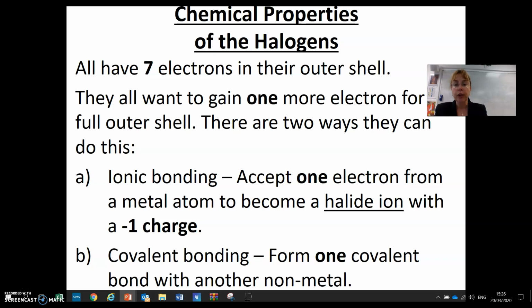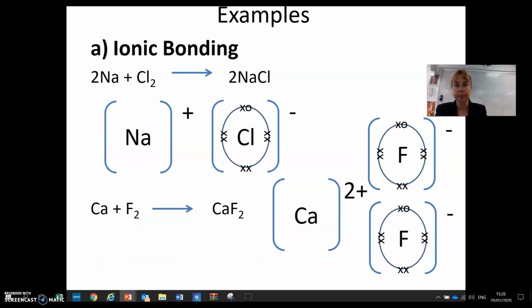It can also form a covalent bond. So chlorine can join to another chlorine atom, or it can join to hydrogen to form hydrogen chloride. So they can form covalent bonds as well, sharing one pair of electrons to get that full outer shell.